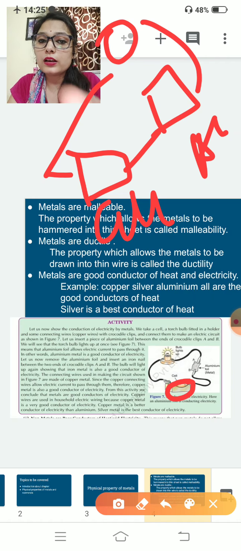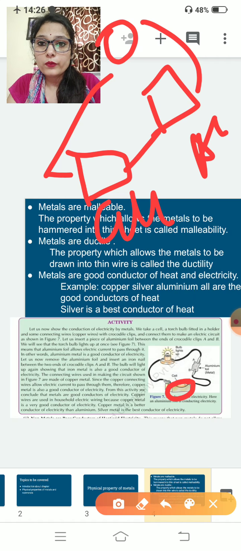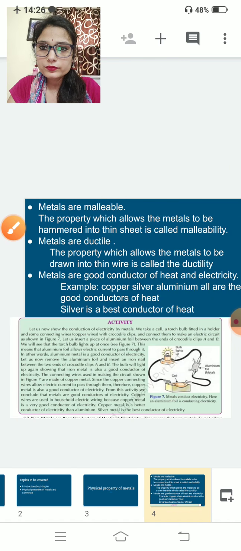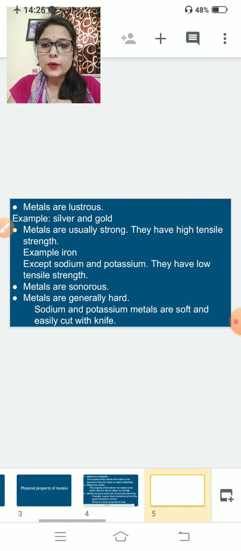From where does this aluminium get electricity? From this cell. Clear? You can perform this activity at your home. That's very easy. Clear? Now move to the next one.